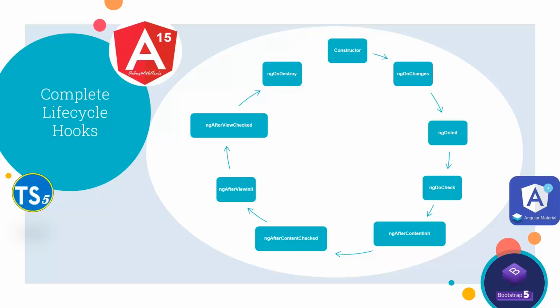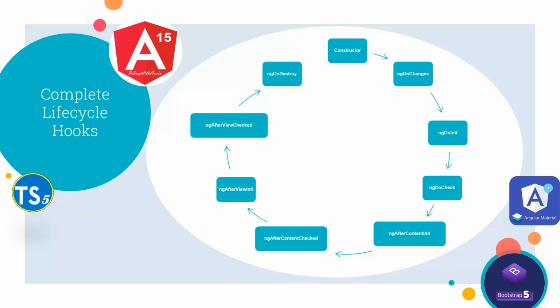Next, we have ngOnInit. It initializes the directive or component after Angular first displays the data-bound properties and sets the directive or component's input properties. It is called once after the first ngOnChanges. ngOnInit is still called even if we don't need to invoke ngOnChanges. Next, we have ngDoCheck. It detects and acts upon changes that Angular can't or won't detect on its own. It is called immediately after ngOnChanges on every change detection run, and immediately after ngOnInit on the first run.